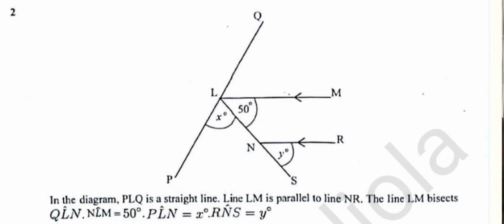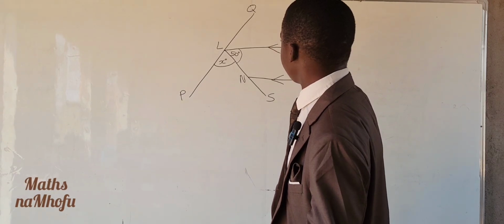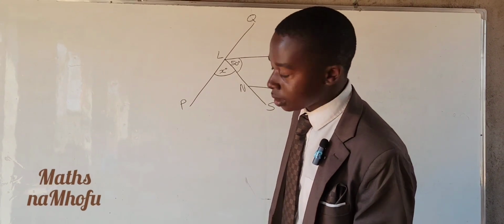So, the second question, in the diagram, PLQ is a straight line. Line LM is parallel to line NR. The line LM bisects QLN. NLM equals 50 degrees, PLN equals X degrees, RNS equals Y degrees. Find the angle marked X.